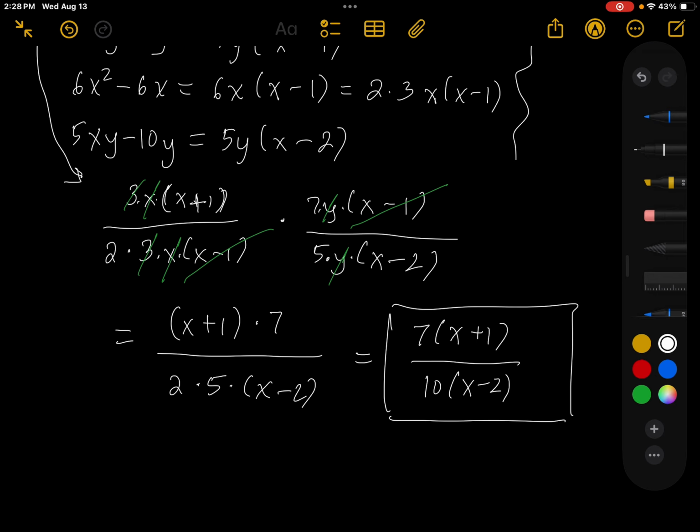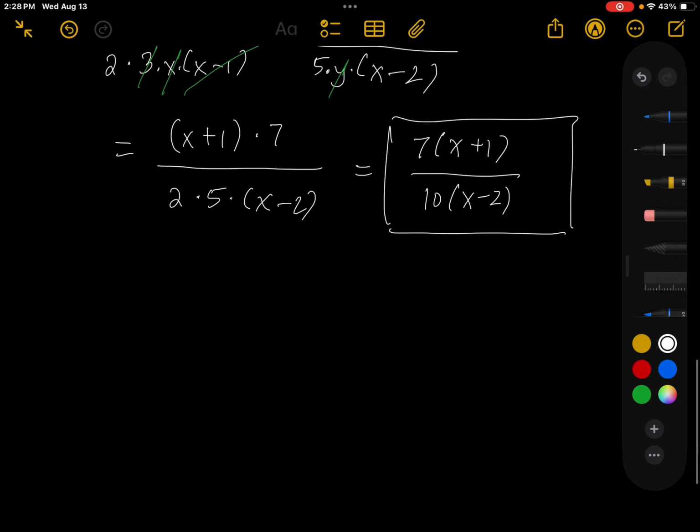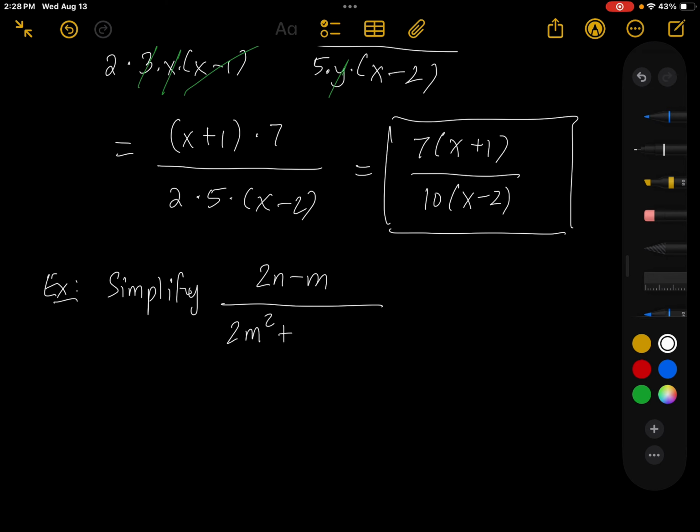Okay, let's do one more of multiplying, and then we'll do dividing. So simplify: 2n minus m over 2m squared plus 7mn plus 3n squared, times 2m cubed plus m squared n over m cubed minus 2m squared n.